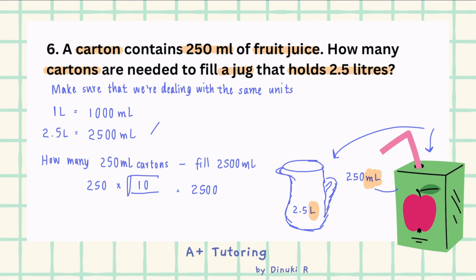This actually is our answer then, because we've already gone, okay, so we need 10 of these cartons to fill a 2.5 liter jug. So essentially by writing down our thought process, we've indirectly solved the question, which is 10. We need 10 of these little cartons to fill a jug that's 2.5 liters in size. Cool. Let's move to the next question.